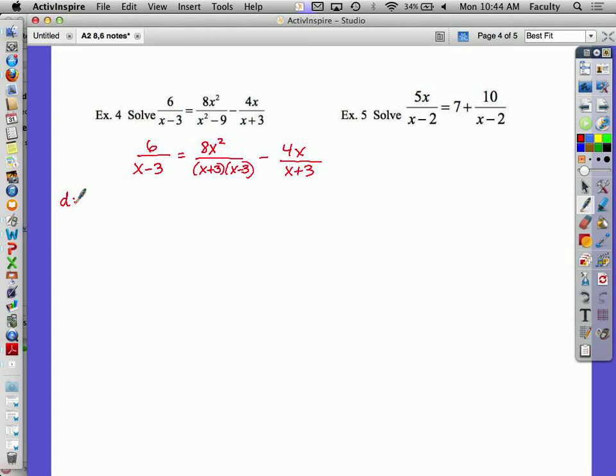Jaslyn, what's the domain here? Wouldn't it be x cannot be 3 or negative 3? Good, and we can write that as x can't be plus or minus 3. And then McKenna, what would be the LCD on this one? X plus 3 and x minus 3. Good. Do you notice I don't need it twice? It's just x plus 3, x minus 3.